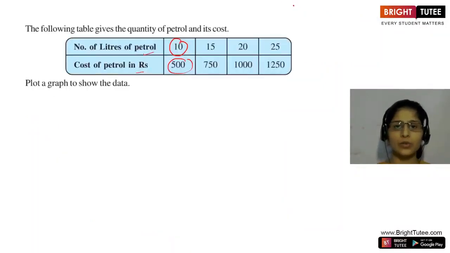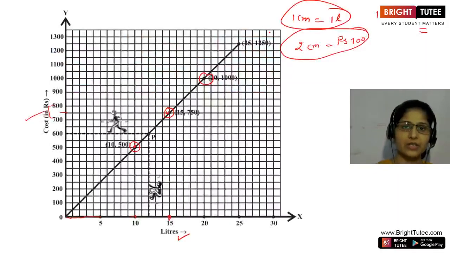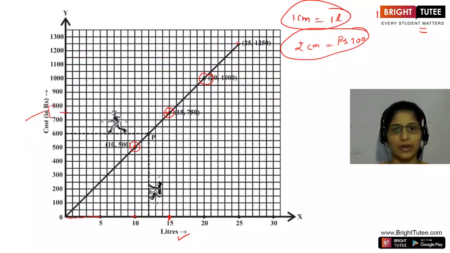The next one is 25, 1250. So on the y-axis 1250 is to be taken. This is 1250 on the y-axis, and below on the x-axis it is 25. So we have represented all the values using this.